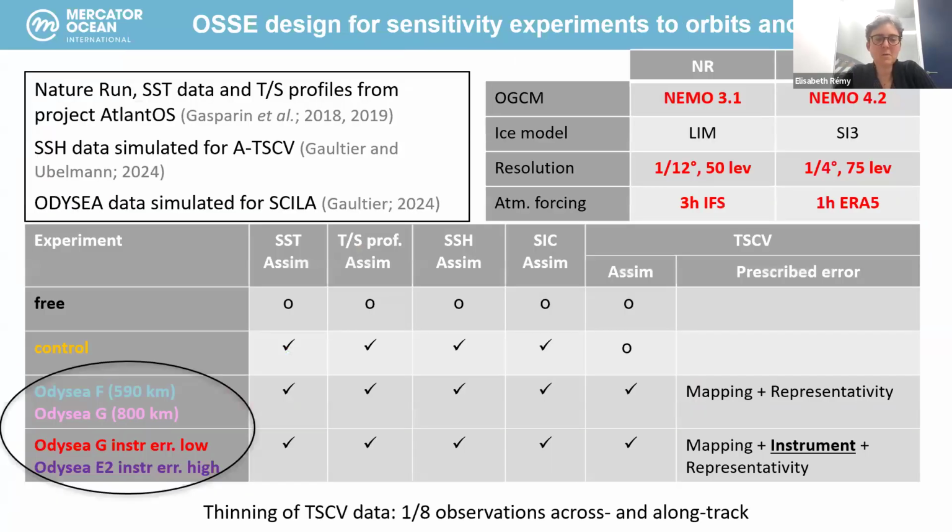So, the last set of experiments that were done last year was to look at the sensitivity to the orbit. So we tried the orbit, which is called the F configuration, with around 600 kilometers orbit and the 800 kilometers orbit. And then the design of the experiment was done such a way that only the orbit, the sampling has an influence, but the error is not changed. And then there is a second set of experiments, which is using a higher level of errors compared to the low error that were used here.